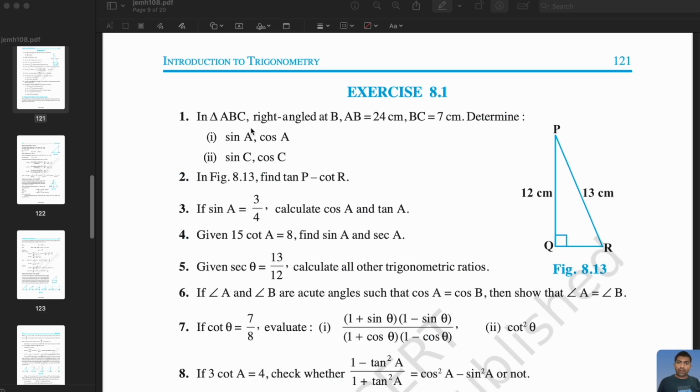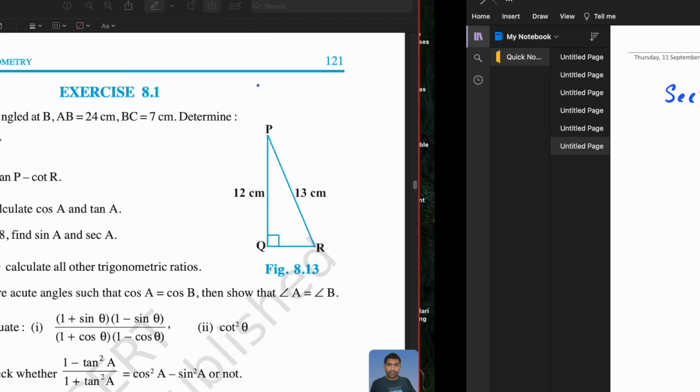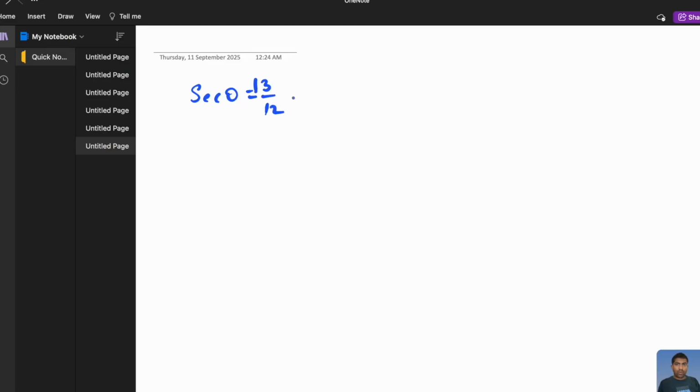So now let's solve the problem for exercise 8.1, fifth question. What is given: secant theta is equal to 13 by 12. Calculate all other trigonometric ratios. Okay, so secant theta is equal to 13 by 12, and he's asking us to calculate all trigonometric ratios. Before solving this problem we need to know what all the trigonometric ratios are.